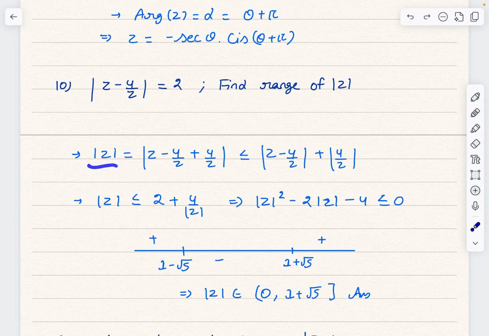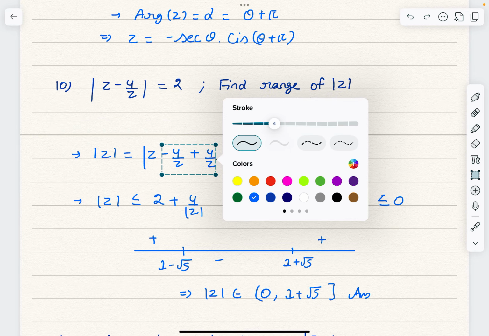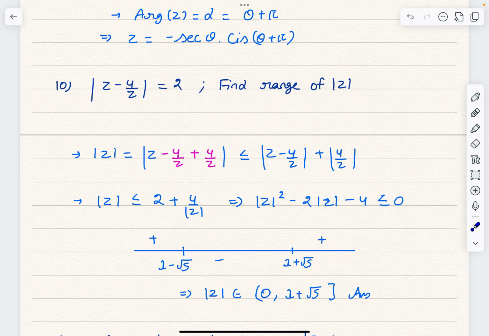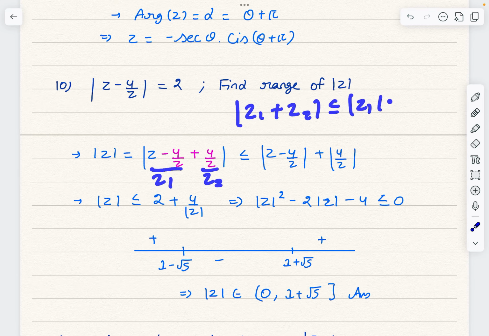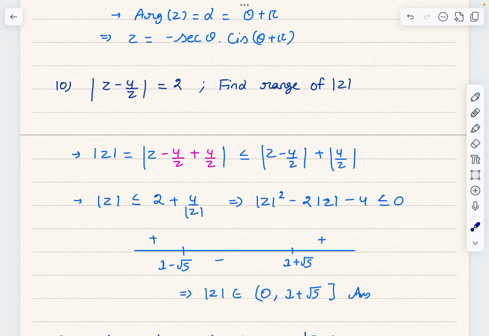|z| we can also write as |z - 4/z + 4/z|, basically just adding 4/z and subtracting 4/z. I'll change the color here, which will give you a better idea. And here we'll use this: this is z1, this is z2. So |z1 + z2| is less than or equal to |z1| + |z2|. So this will be less than or equal to |z - 4/z| + |4/z|.